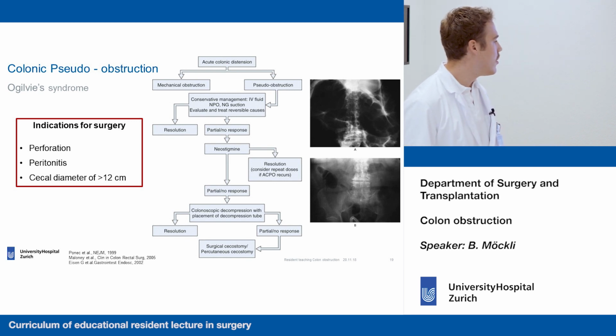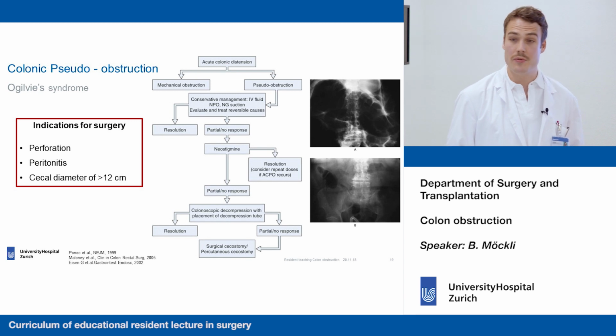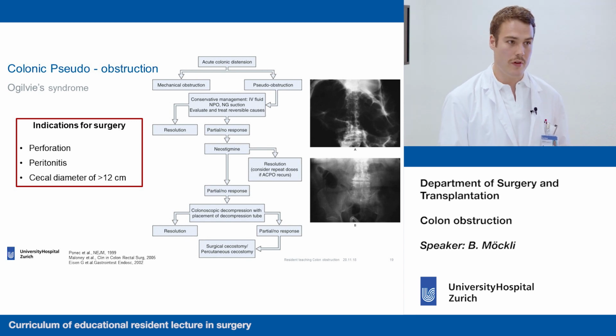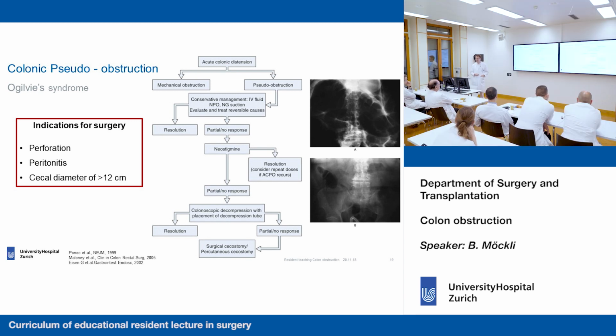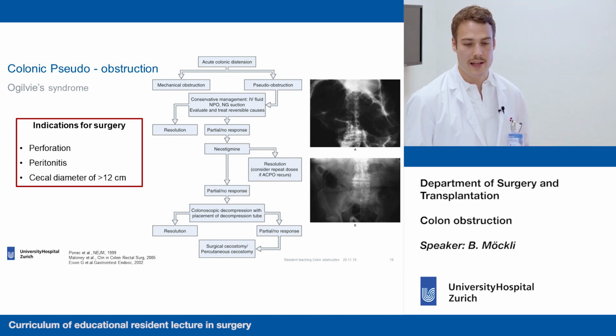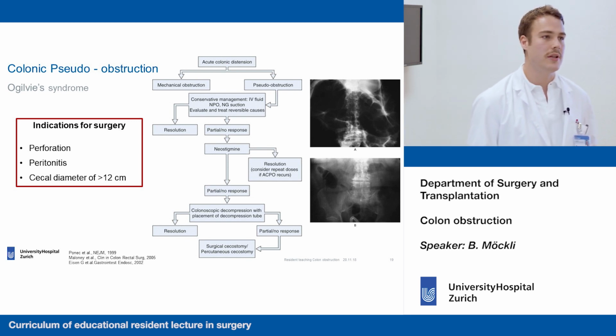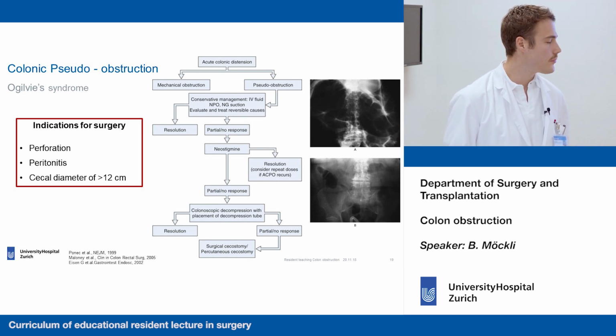And actually, Ponec et al. showed in 1999 that 17 out of 18 patients responded to neostigmine with a complete resolution of the colonic distension. However, if there's no or partial response, colonic decompression with the placement of a rectal tube can be attempted. If there's still no response, surgical management needs to be evaluated.